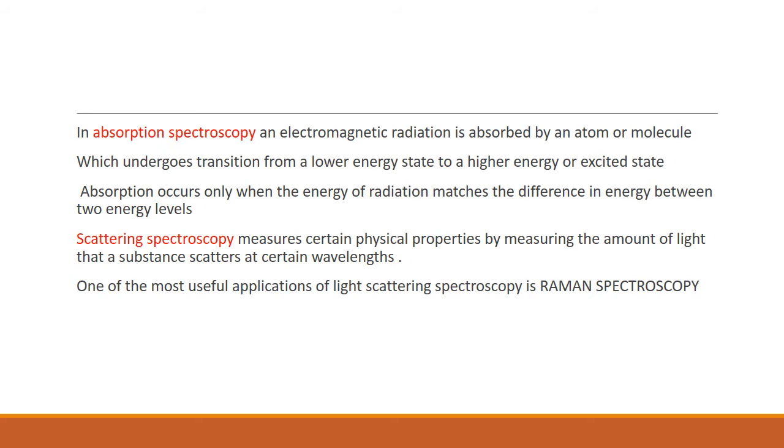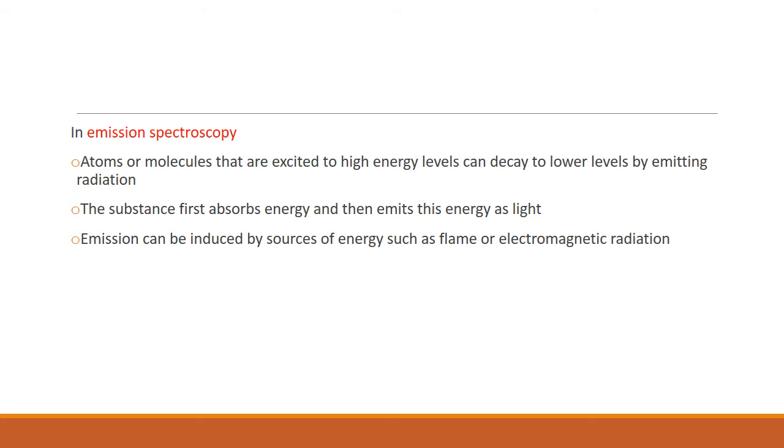But when you take scattering spectroscopy, we measure the physical properties obtained when a certain amount of light is scattered by the interaction of light with matter. When light interacts with matter, some of the wavelengths are scattered out. This variation in the scattered light is studied in scattering spectroscopy. One of the important techniques used for finding the chemical composition is Raman spectroscopy, which we will go into in detail. The last one is emission spectroscopy.